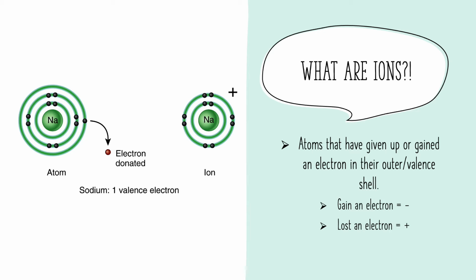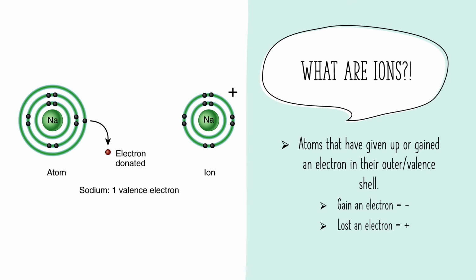So what are ions? Ions are basically atoms that have given up or gained an electron in their outer or valence shell. So why is this so important? The desire or the goal of every atom is to have a complete outer shell that we also call a valence shell. And what number is that? That's going to be 8. Every atom wants, desires, its goal is to complete its outer shell, and that special number is to have 8 electrons in its outer shell.